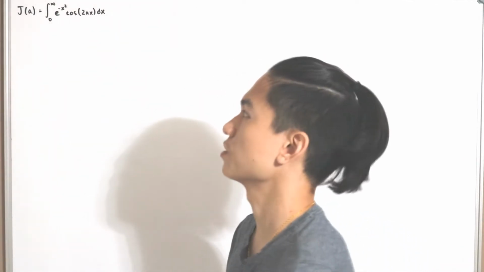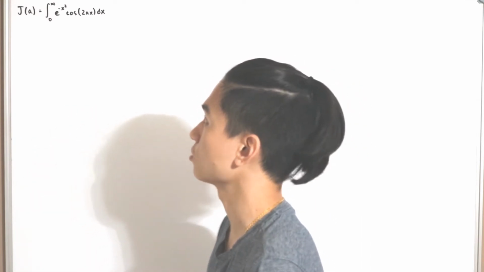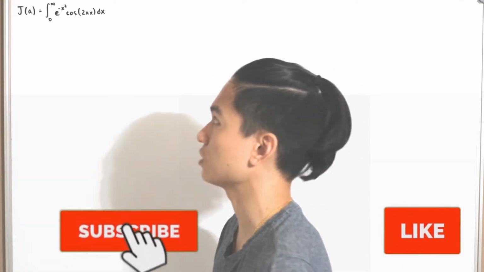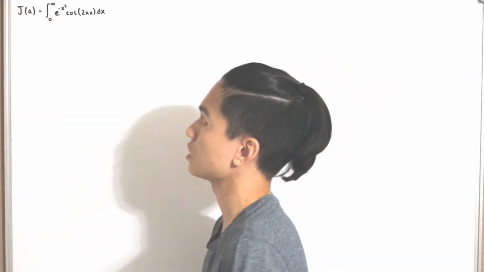For today's video, we have the following function. Capital J of a is equal to the integral from 0 to infinity of e to the negative x squared multiplied by cosine of 2ax dx, where a can be some real number. So let's get started.